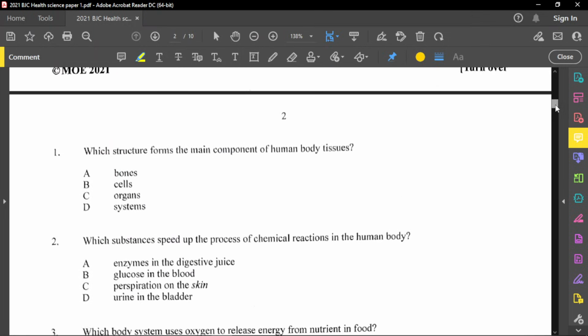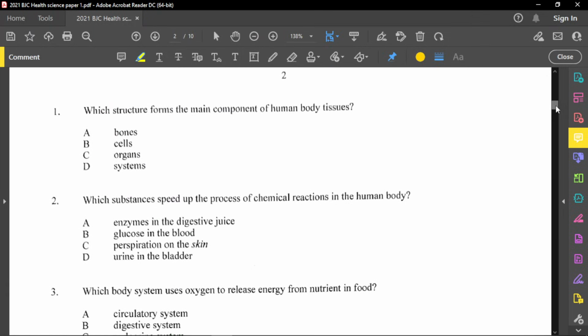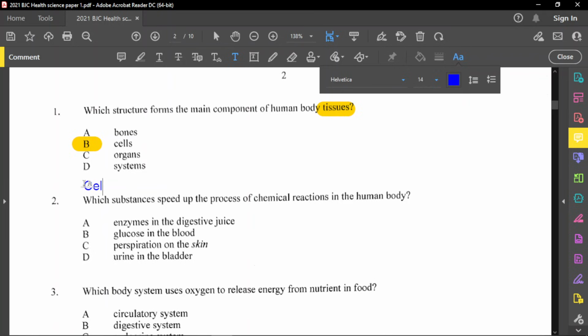Let's dive right into the first question. The first question reads, which structure forms the main components of the human body tissue? And notice the keyword in this question here is the tissues. And so therefore, cells will be our correct answer. Just to point out, remember that cells form tissues. That's very important for you to remember. Cells form tissues, and then tissues will form organs.